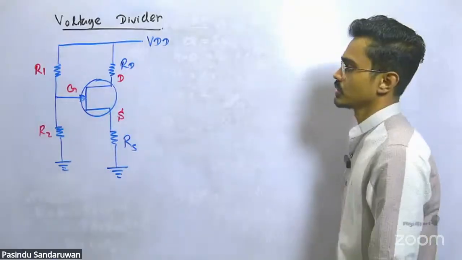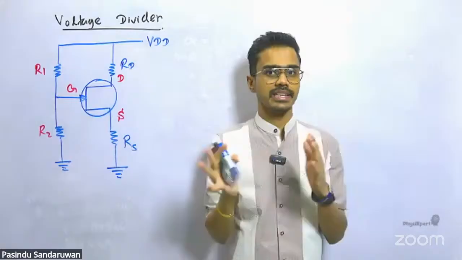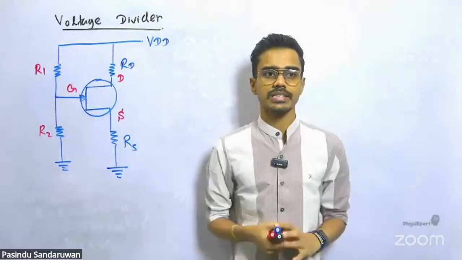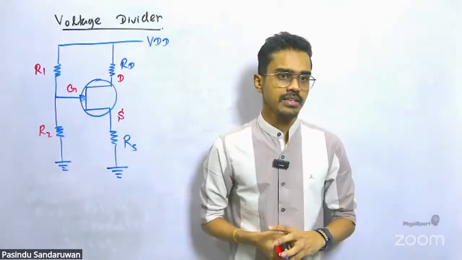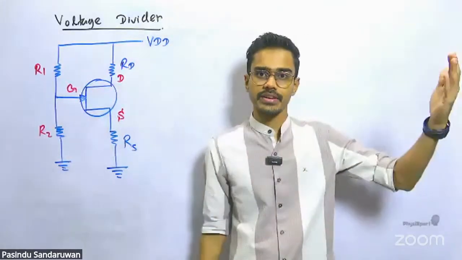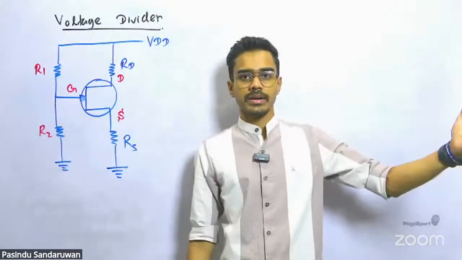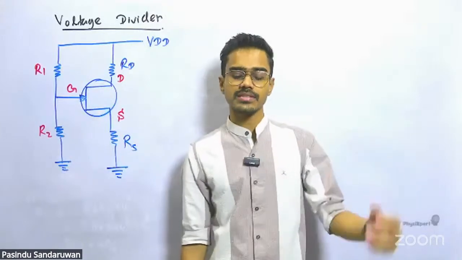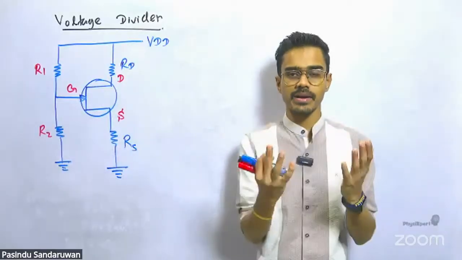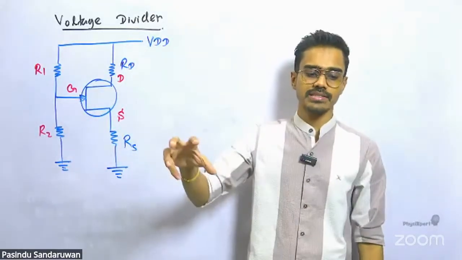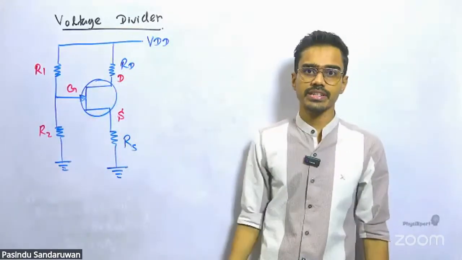Listen now. Always when you learn voltage divider in the unipolar transistors, in the JFET, compare this with the voltage divider circuit we had for the bipolar transistor. Very comparative. Circuits are the same thing. The bipolar transistor is replaced by the unipolar transistor. That's the only difference.